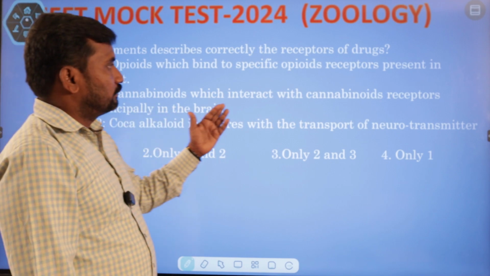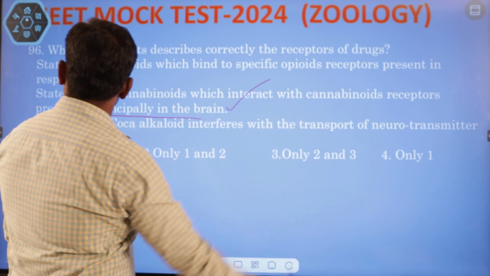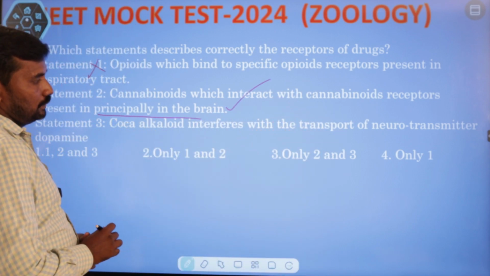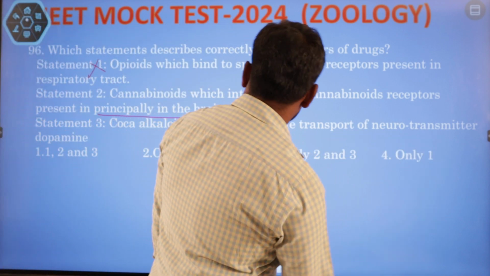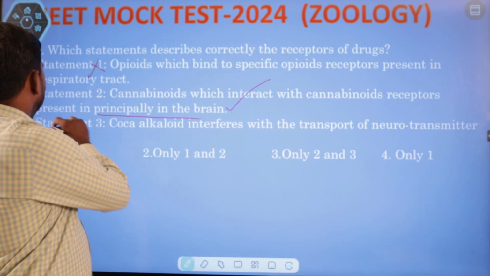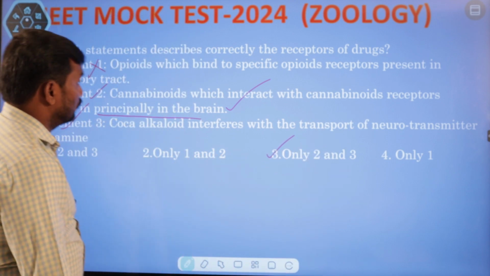Statement 2: the cannabinoids interact with cannabinoid receptors principally present in the brain. This is correct. Statement 3: cocaine alkaloids from Erythroxylum coca interfere with the transport of neurotransmitters, specifically dopamine. This is also a correct statement. So 2 and 3 only are correct. The first is wrong.